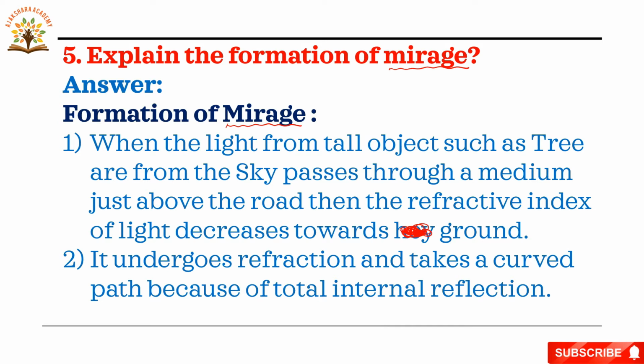First point, now the light is coming from tall objects, for example a tree, and from the sky, and passes through a medium just above the road. Then what will happen? The refractive index decreases. So it undergoes refraction and takes a curved path because of total internal reflection. In total internal reflection, the light ray never enters the other medium, and again it enters the same medium.